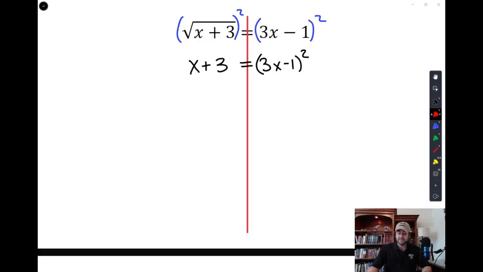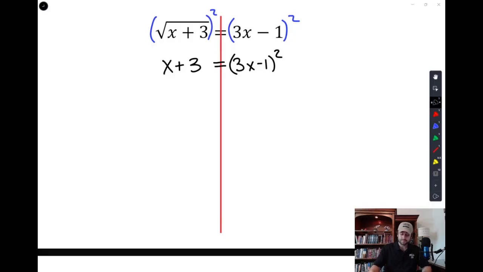Notice, one of the biggest mistakes I see students make is trying to distribute that square. It does not distribute. Exponents don't distribute across addition or subtraction, only multiplication. If it was multiplied by 2, then we could distribute it. But as it stands now, this is the same thing as (3x - 1)(3x - 1), and so we are going to have to FOIL.